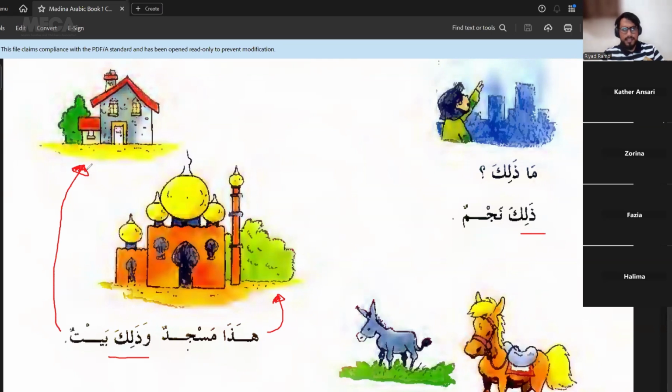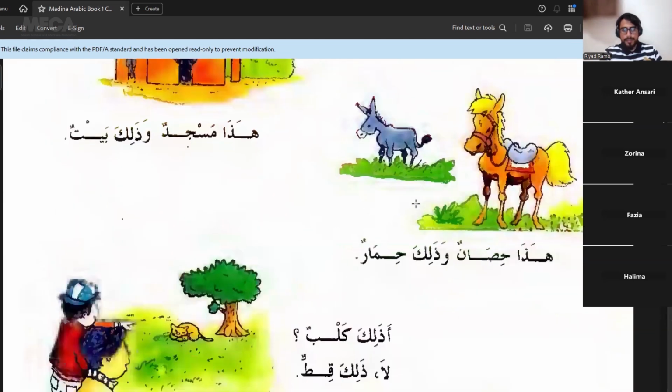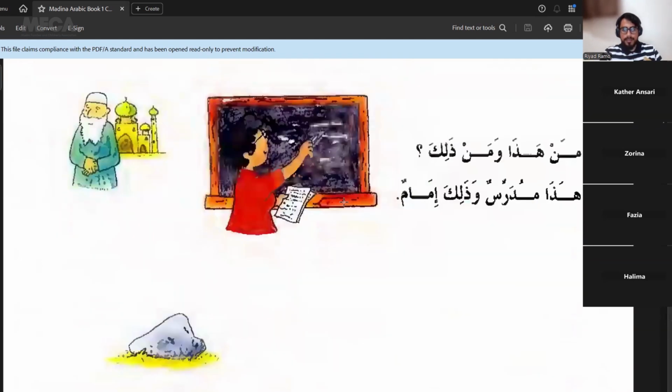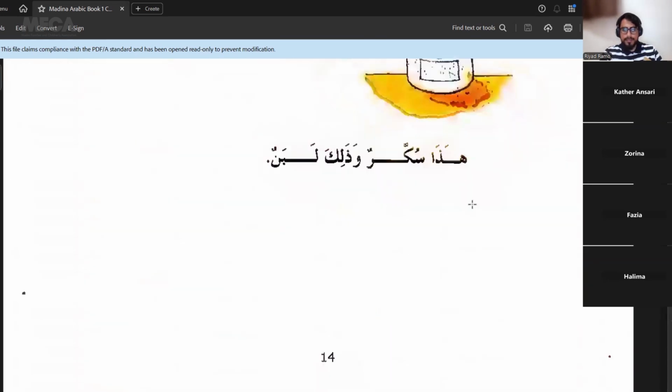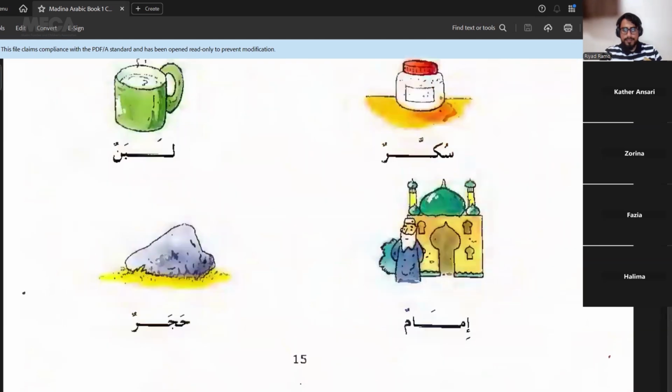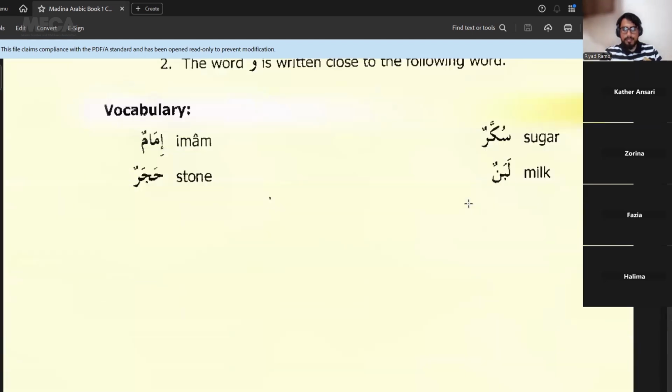Same thing in English, right? That would be far away. This would be close. Like if I say, that is the couch, and this is the mouse. Okay? So we have all these words. We went over them. Okay, so that was a short chapter, chapter 2.